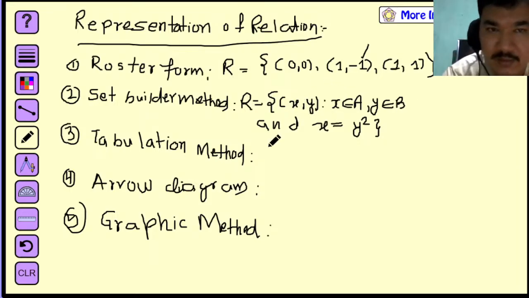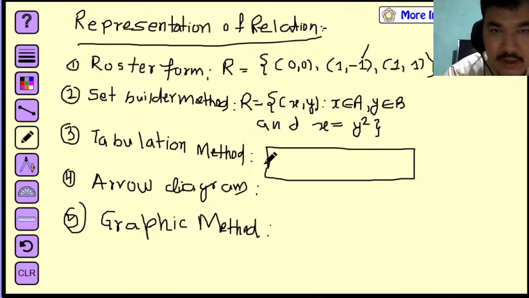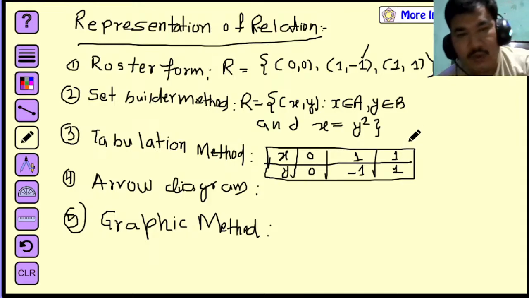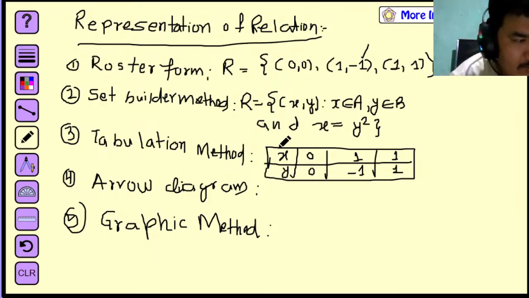When you do the square of y, x comes. And when we write a table, the table should be written like this. Look, children, make a table like this. Divide it, here write x, here write y. The first ordered pair was 0, 0, and the second one was 1, -1. And the third one is 1, 1. Like this we do, which is known as the tabulation method.